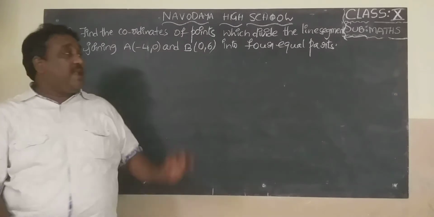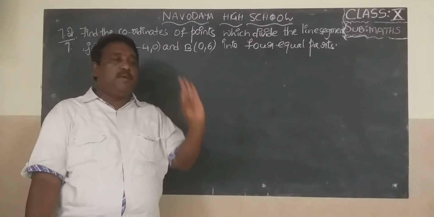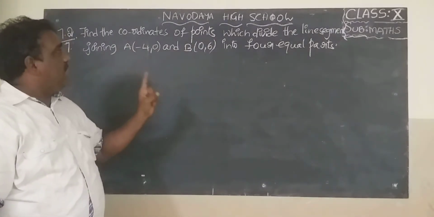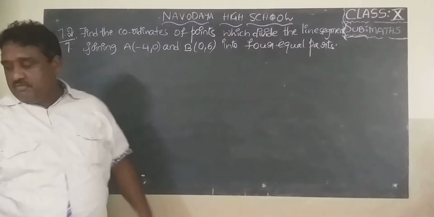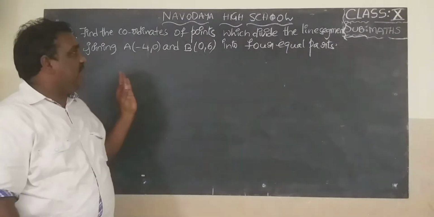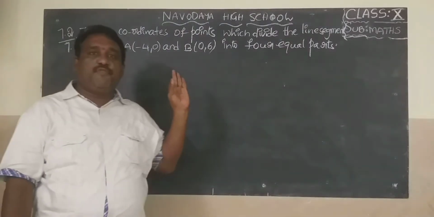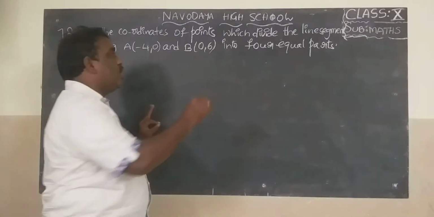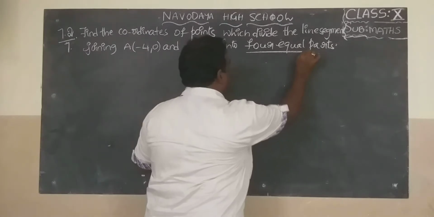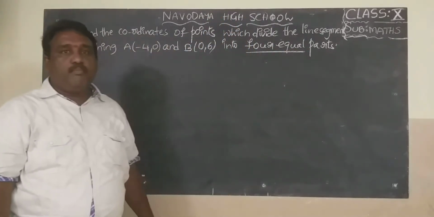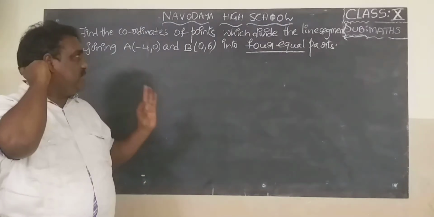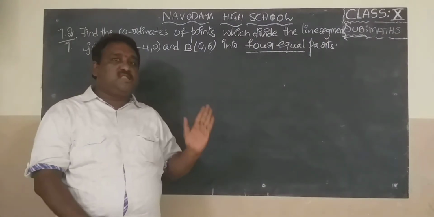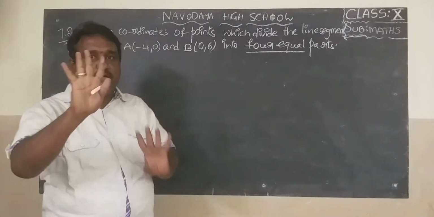See the problem again. Read the problem. Very important problem, and it belongs to either 4 marks or 8 marks in public examination. Find the coordinates of the points which divide the line segment joining A(-4, 0) and B(0, 6) into 4 equal parts. It is important. So, the meaning of the problem is there is a line segment AB and points divide the line segment into 4 equal parts.